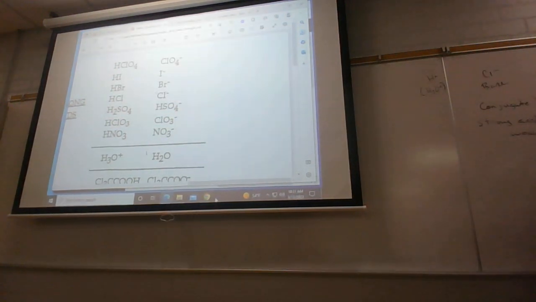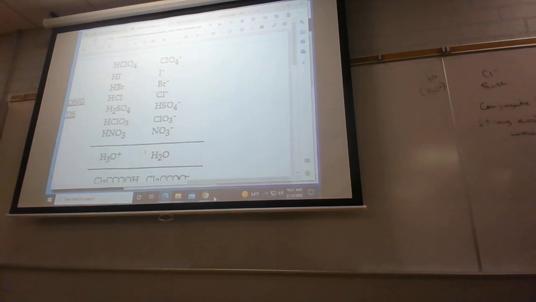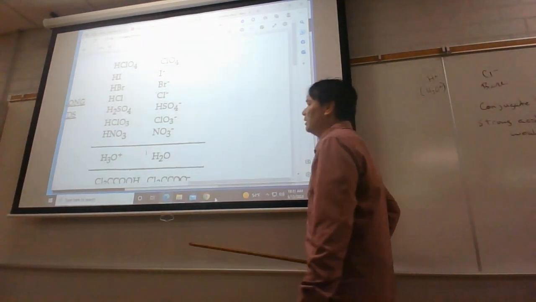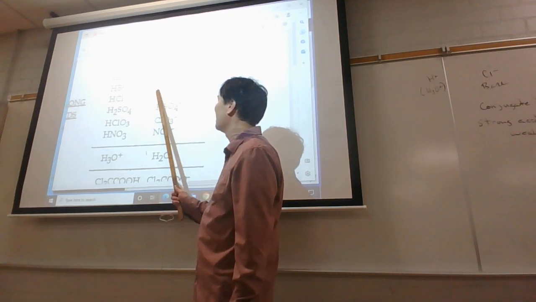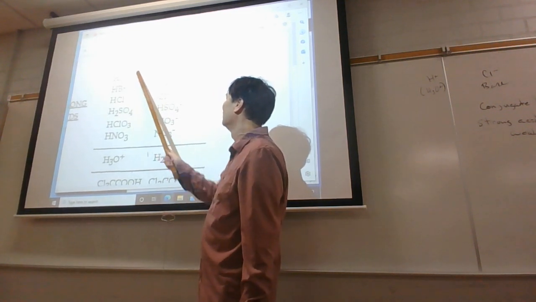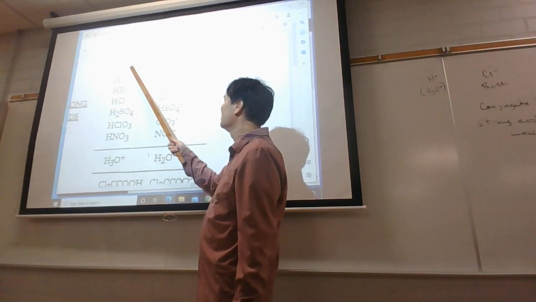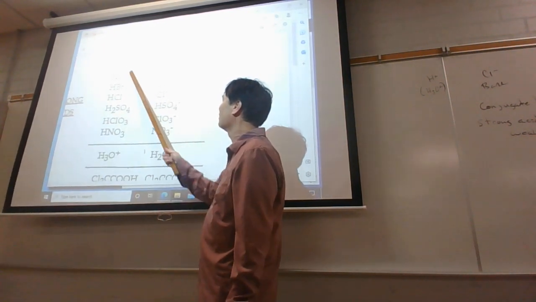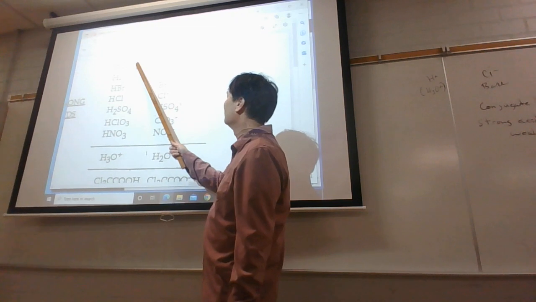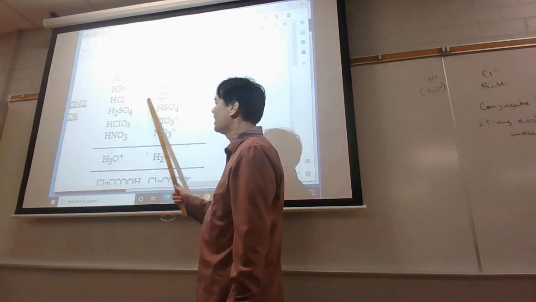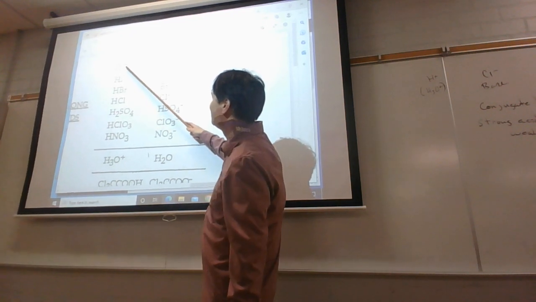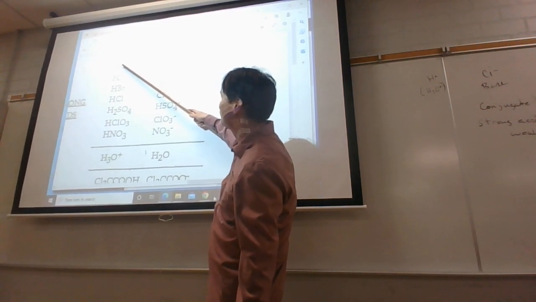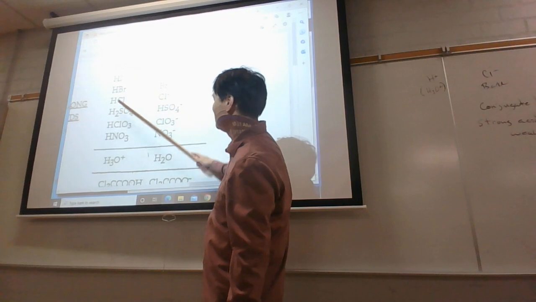Another way of thinking about it is in terms of the leveling effect. If we take chloride and react it with HClO4, that's going to produce ClO4 minus and HCl. So HClO4, the reactant, is going to go down to HCl.